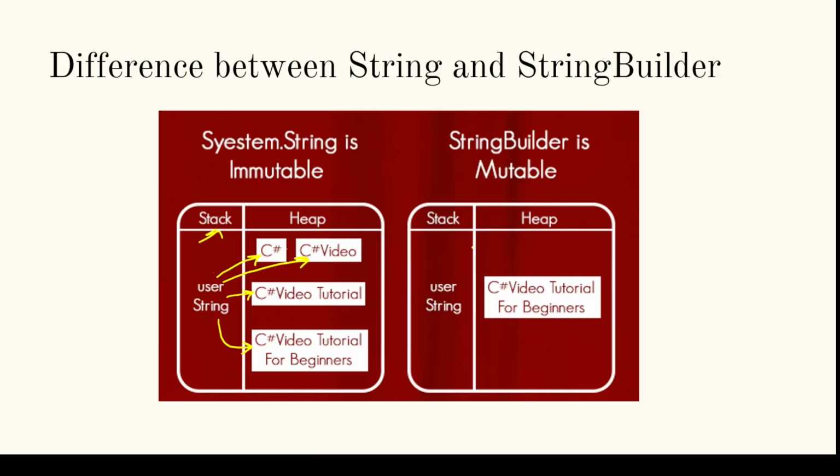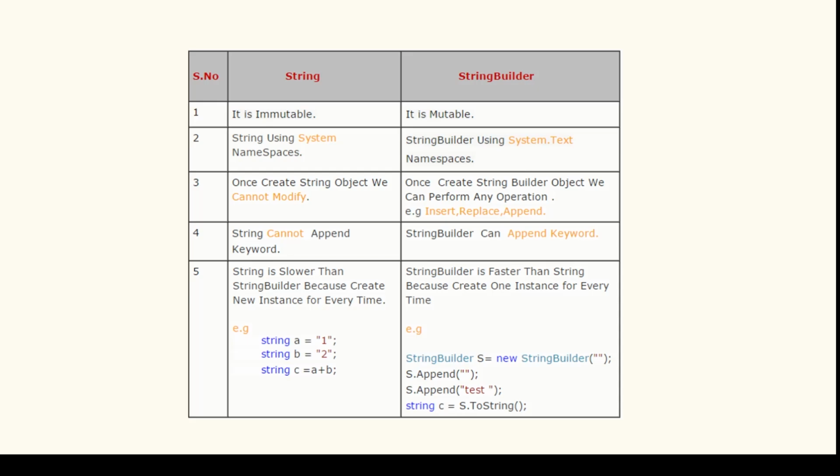You can understand the same thing on this slide also. String builder is mutable, so we can modify the object, and in this case we have created only one object. But in case of string, it had created 4 different objects and only one object was referred by the user string variable. On this slide, we can see all the differences between string and string builder. First difference that we have seen: string is immutable, right? We cannot change the string once it is created, and string builder is mutable. We can change the string builder object whenever we want using the append function.